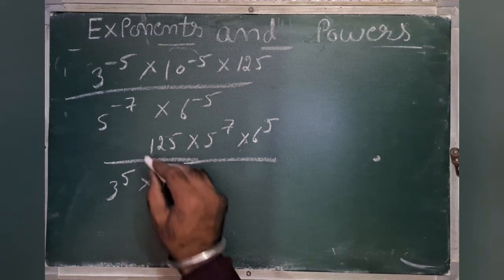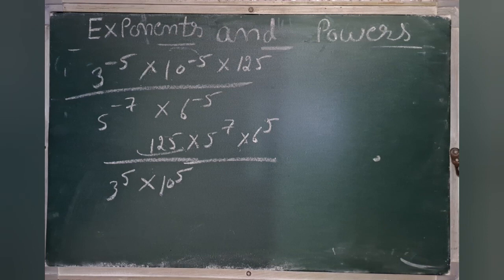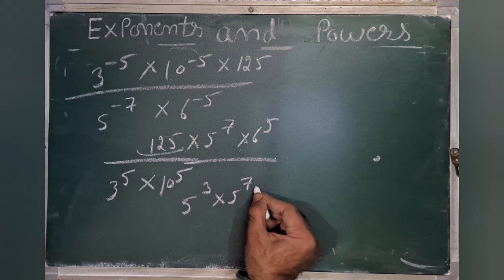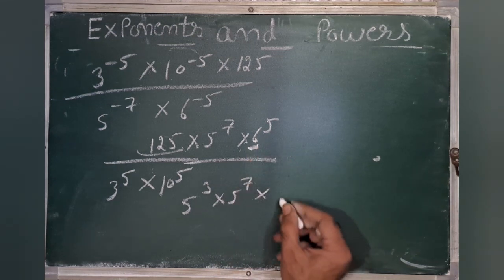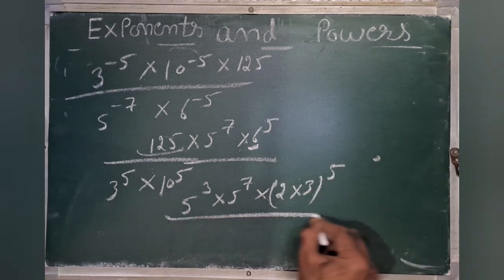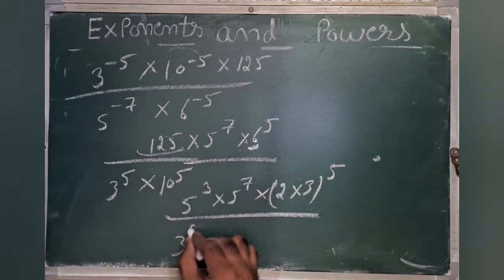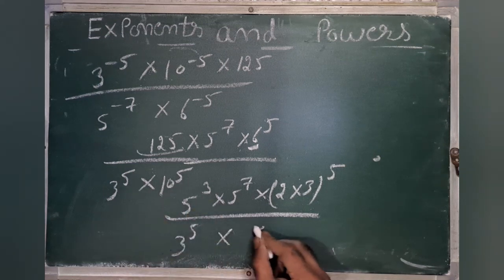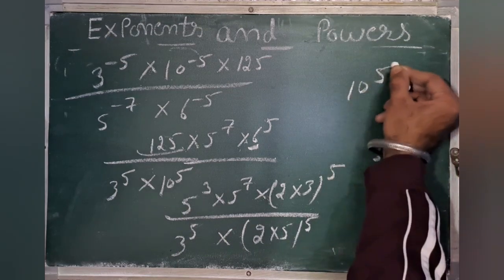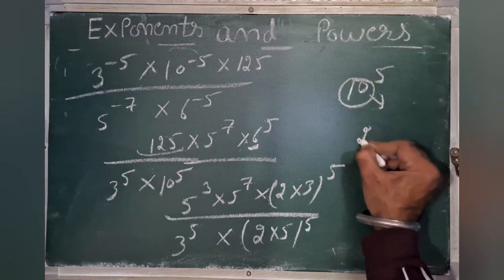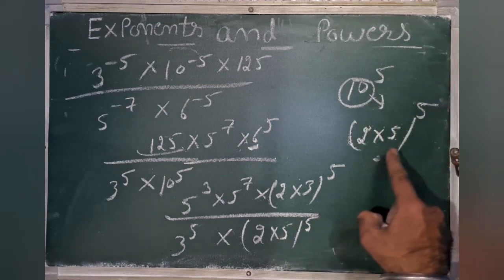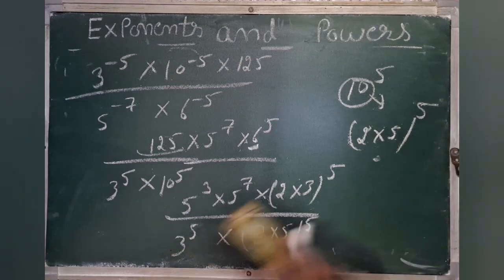Now, what is the next step? Next is factor. So 125, how we can write? 5 power 3. And 5 power 7. 6, how we write 6? 6 is 2 multiply 3. And the whole power is 5. Upon 3 power 5. And 10, 10 we write 2 into 5. And it's 10 power 5. Instead of 10 only, we write 2 multiply 5. But this power is given, so we write 5. So 2 multiply 5 and the power is 5.